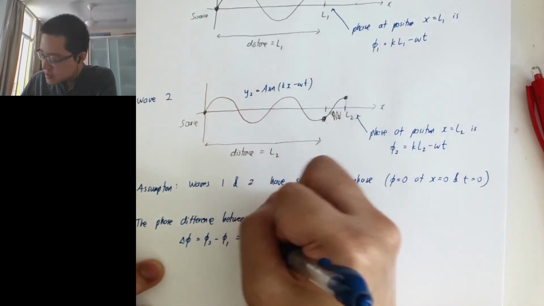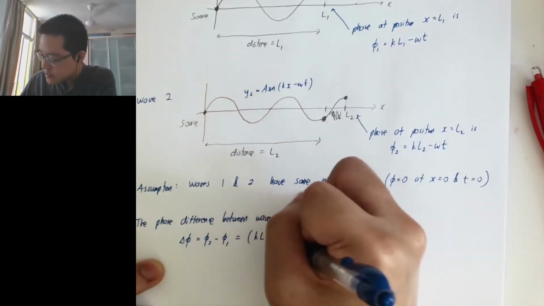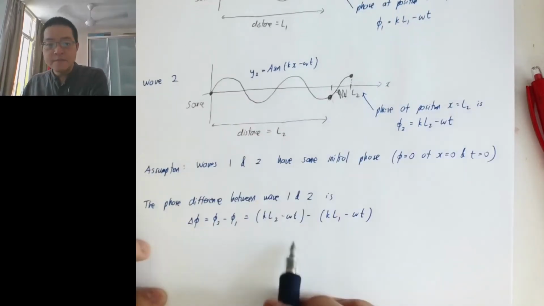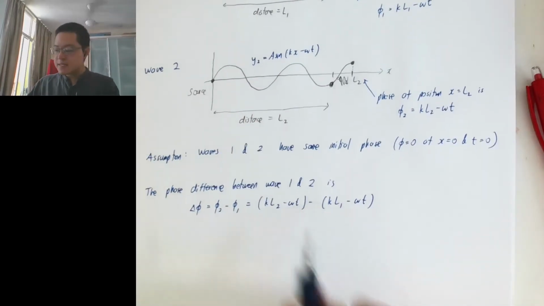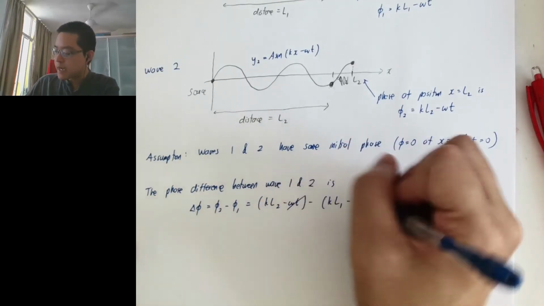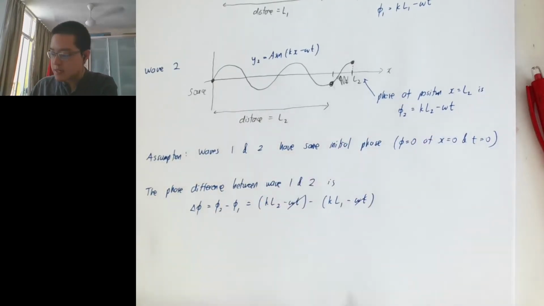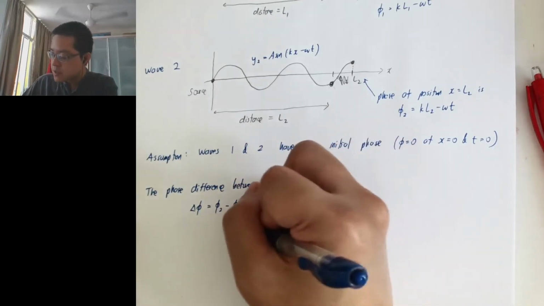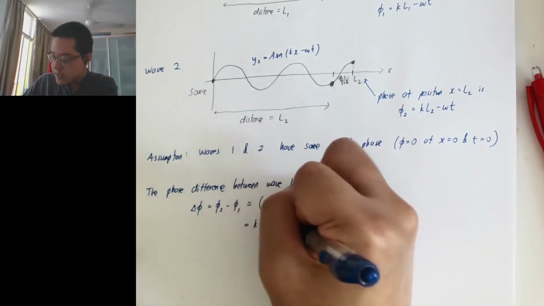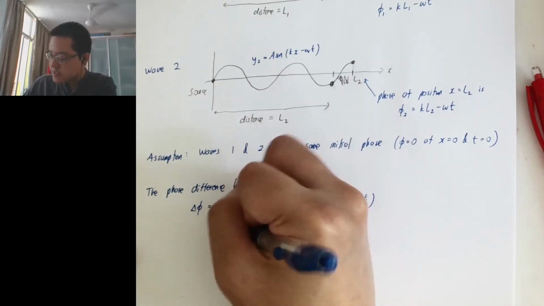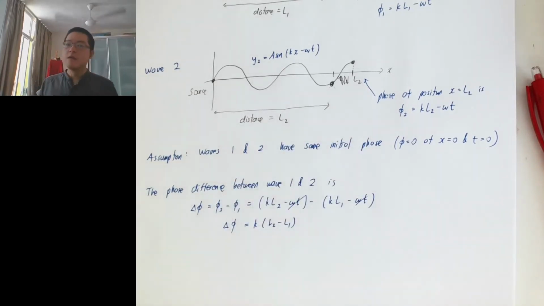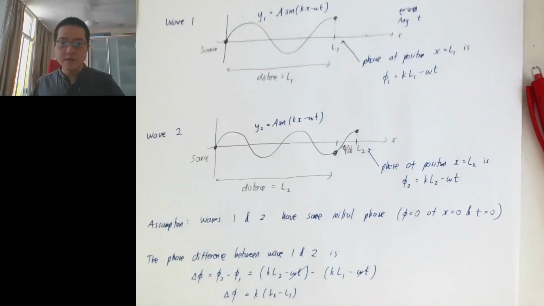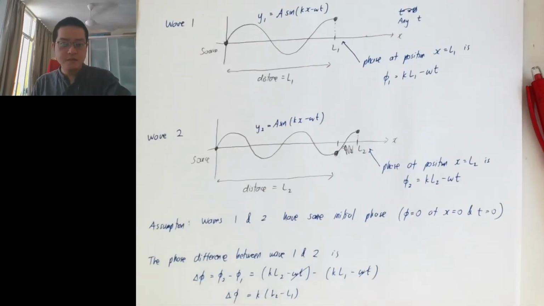So just subtract these two: KL2 minus omega t minus KL1 minus omega t, right? Notice that the time in this case doesn't matter, because the omega t terms cancel each other. And then KL2 minus KL1. So my phase difference is equal to K times L2 minus L1, right? So we're going to keep this in mind for later. Is there any question?